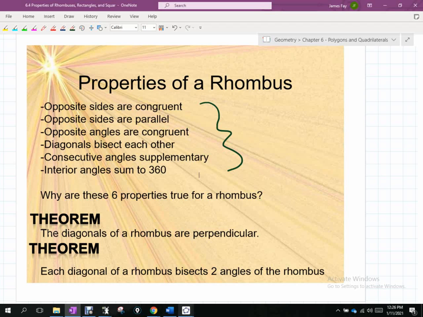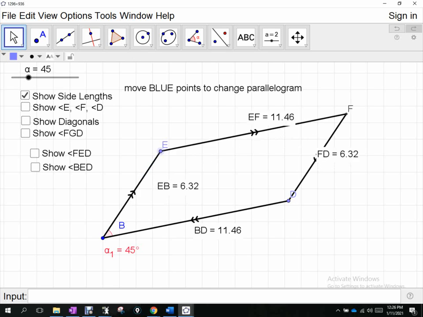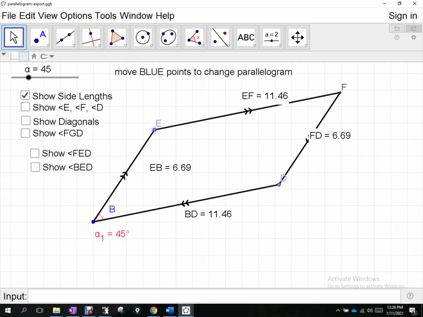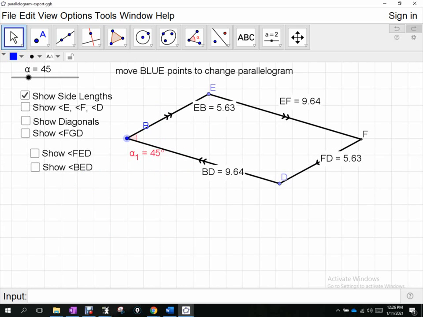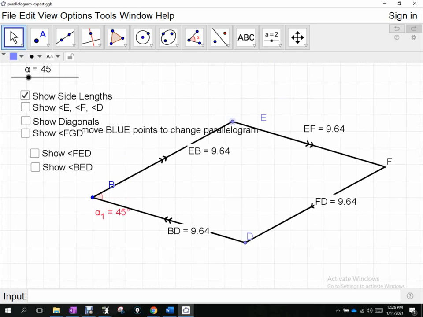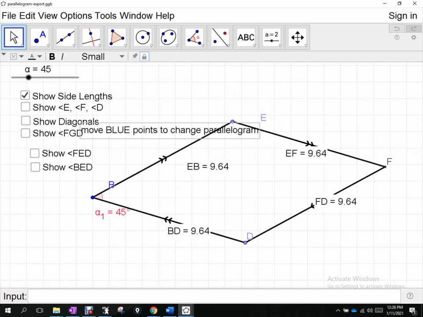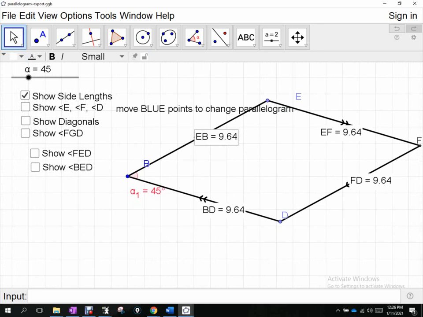Let's take a peek real quick at those features. I don't know if this one will let me do it the way I want it. All right, so I moved things around here. And what did you recognize that all four sides became? All four sides are the same, right? Okay. Now, if that's the case, that should be a rhombus.